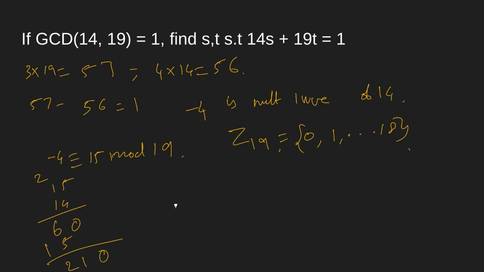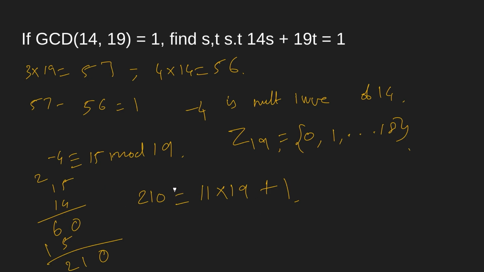210 when divided by 19, what is the remainder? That's the question that we're asking. So when you try to divide 210 by 19, the idea is 210 is equal to 11 times 19 plus 1. 10 times 19 is 190, 190 plus 19 is 209, so 209 plus 1.